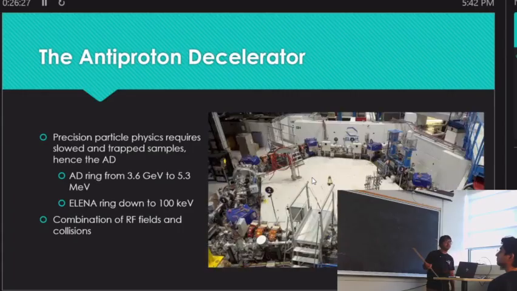And then there's a further ring, Elena, to slow them down to 100 kiloelectron volts, a much smaller ring, but you can see it here. And yeah, so there's some electromagnetic deceleration. There's also just some collisions where they pass through foil or whatever. And so the antiproton decelerator is really the heart of all the antimatter physics at CERN, where there is quite a lot of it.